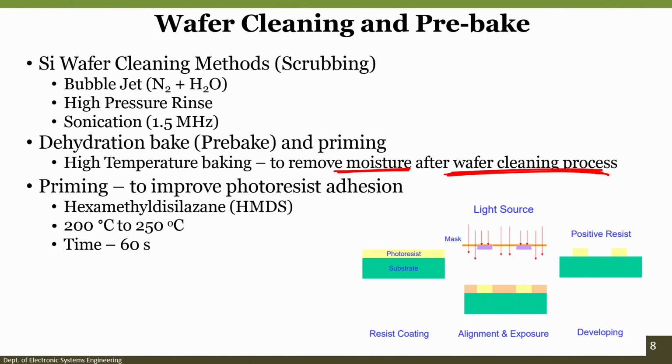Now, primer, as we already discussed, is to improve the photoresist adhesion, and in this case we are using HMDS, which stands for hexamethyldisilazane. Okay. So, after primer we can use 100 degree centigrade, we can also sometimes use a higher temperature like 200 degree centigrade, and the time would be 1 minute.